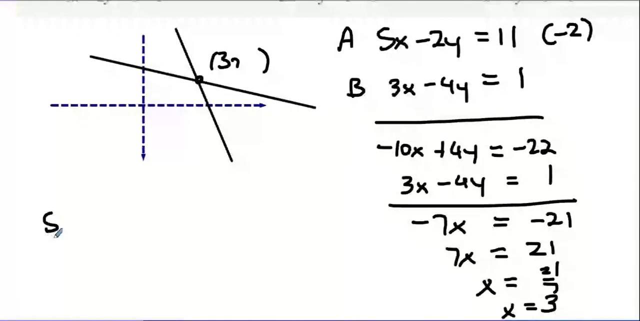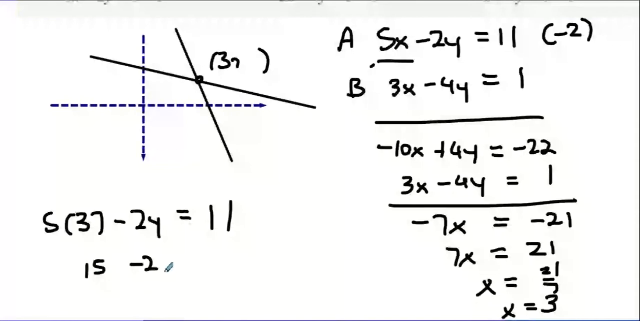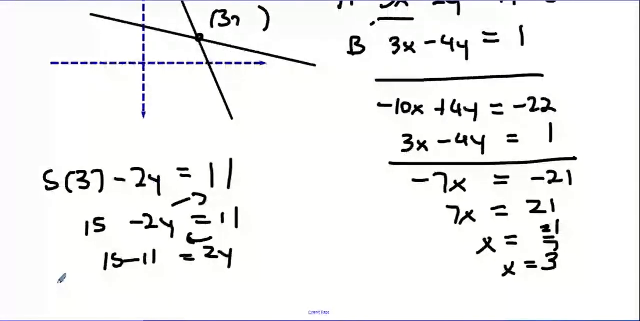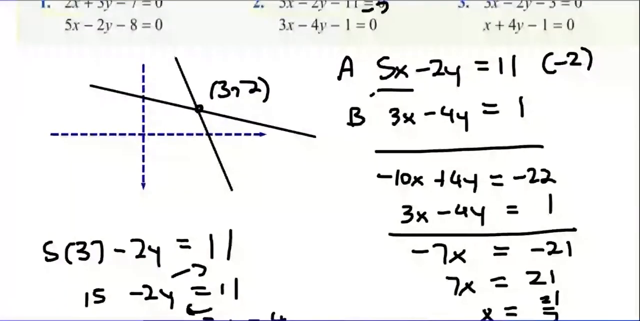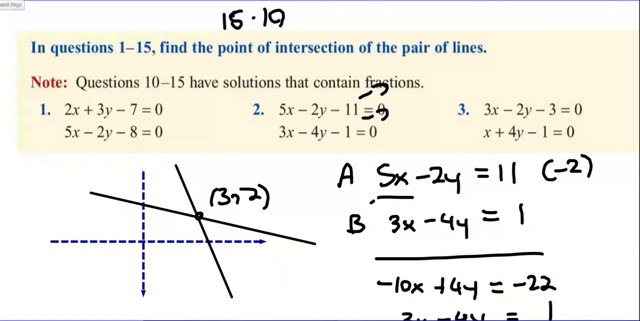So I'm going to do 5 times 3 for the 5x minus 2y equals 11. 5 times 3 is 15. 15 take away 2y is 11. Bring the 2y right, the 11 left, so it's 15 minus 11 equals 2y. That means 2y will equal 4, and that means y will equal 2. So this is actually the point 3, 2. Okay with you guys?